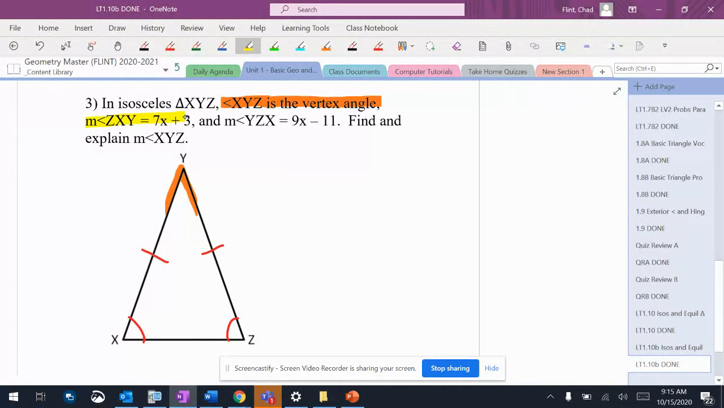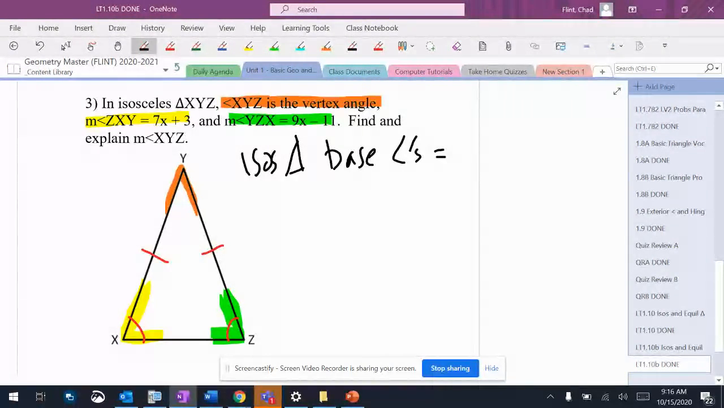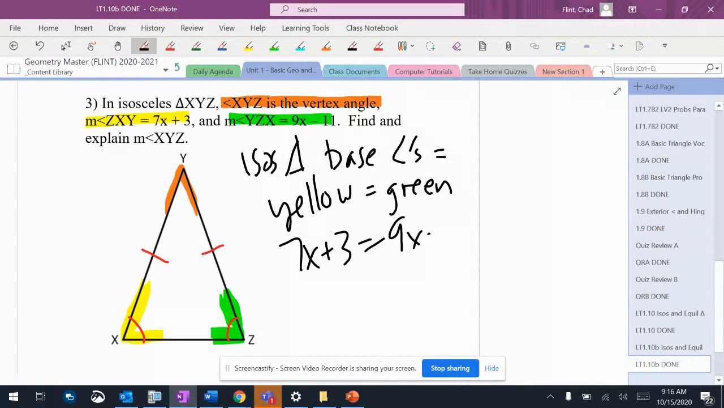So then ZXY, I actually did this wrong during my first class today. So ZXY is 7x plus 3, and then YZX is over here. All right, now, what am I supposed to know about angles of an isosceles triangle? Well, I'm supposed to know that an isosceles triangle's base angles are equal. And then that means that yellow is going to be equal to green, which means that 7x plus 3 equals 9x minus 11.